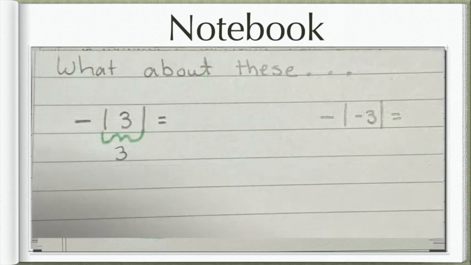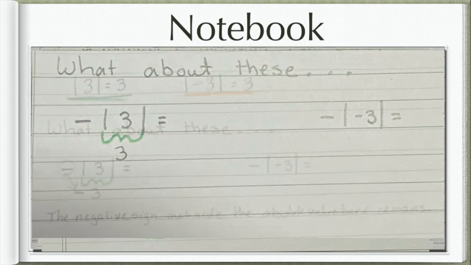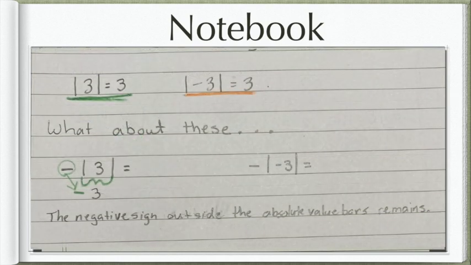Okay, so what about these? With these, you have a negative outside the absolute value bars. Anything that is not in between those absolute value vertical bars is not included in the absolute value of. So this first one is properly read as the negative absolute value of 3. Well, the absolute value of 3 is 3, as you can see. What's the negative absolute value of 3? It is negative 3. The negative sign outside the absolute value bars remains a part of your answer.